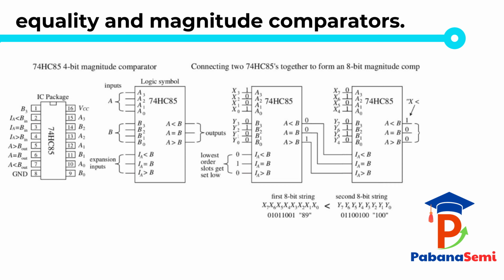So in summary, equality comparators detect matching bits using XNOR and AND logic, while magnitude comparators use hierarchical priority logic, and ICs like the 74HC85 implement this efficiently in hardware.